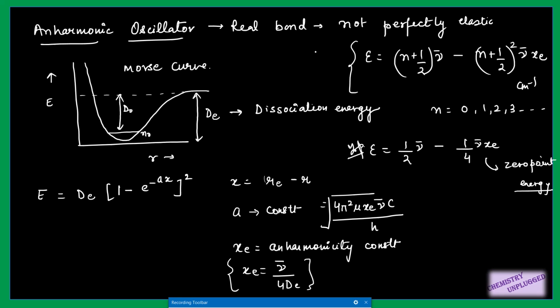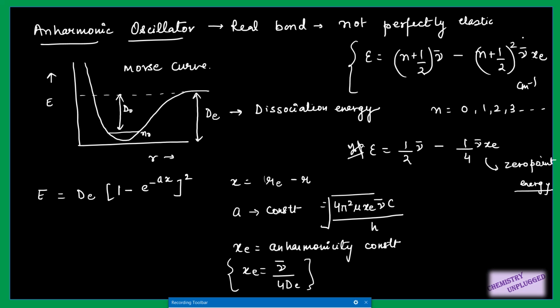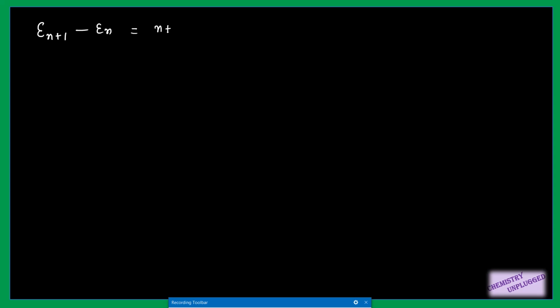The next point is the energy difference between two successive energy levels for the anharmonic oscillator. So we have to calculate for the n plus 1 and n levels. We can use our general formula, placing the value of energy in this form: (n plus 1 level plus 1 by 2) nu bar minus, again (n plus 1 level plus 1 by 2) square xe nu bar. In some books they also use omega e bar for this nu bar, right? So you can use either of these two.